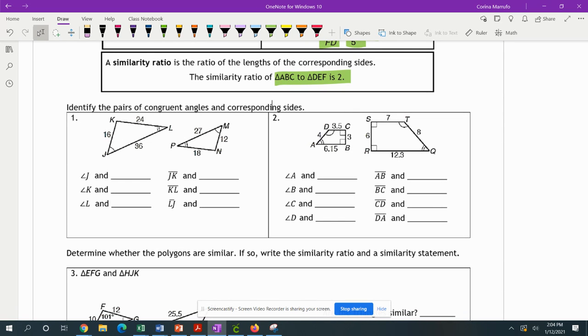Here it says identify the pairs of congruent angles and corresponding sides. So we're just identifying. Angle J has one little arc mark, and so does angle M, so angle J is congruent to angle M. Angle L has two little arc marks, and so does angle P, so angle L goes with angle P. Then if angle P and angle L go together, angle K is going to have to go with angle N.